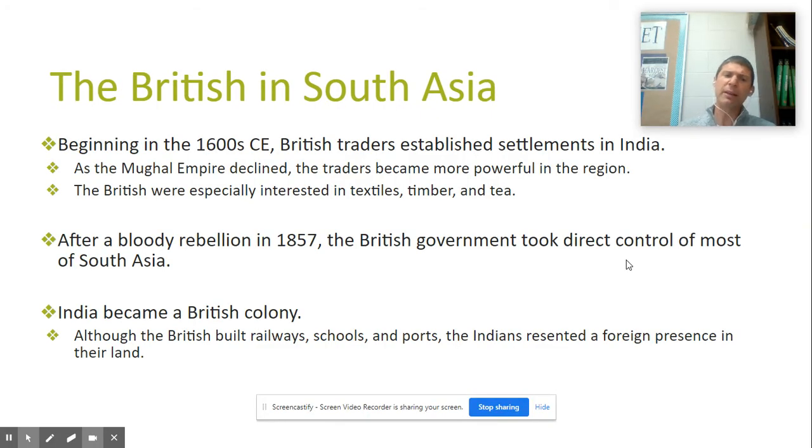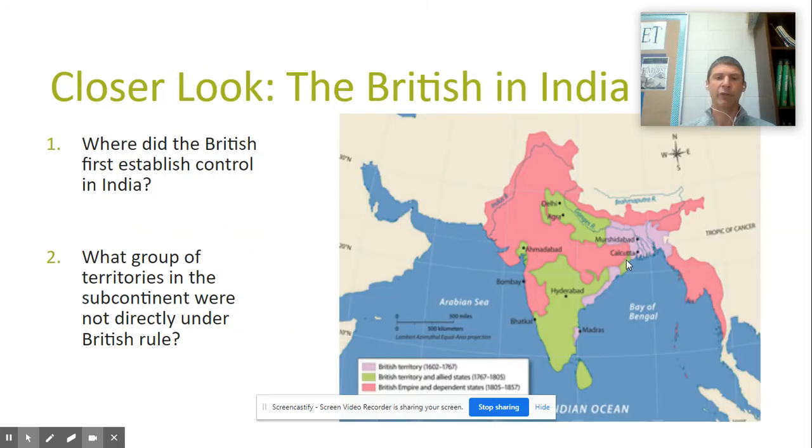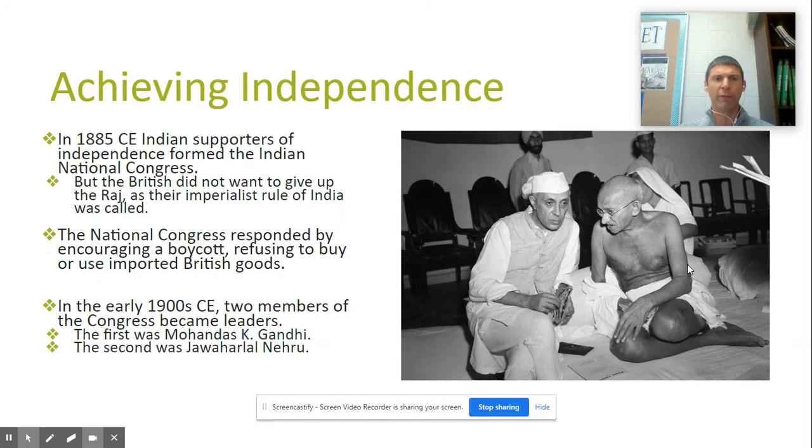So then we lead into more modern times here, and the British will come to control India. And some of these other areas didn't even exist yet, like Pakistan doesn't exist in modern day Pakistan. So there's this rebellion, and then it becomes a British colony. And so the British took control. This map shows British territories expanding basically to control all of that.